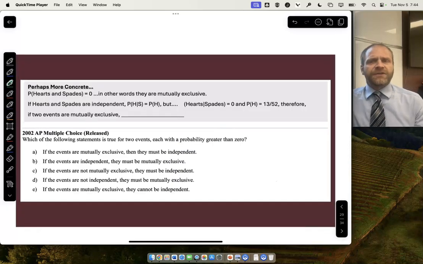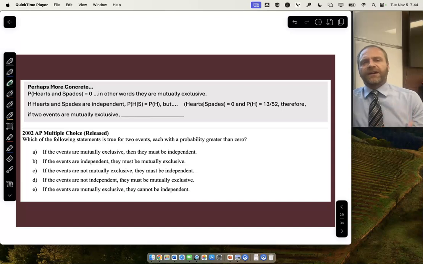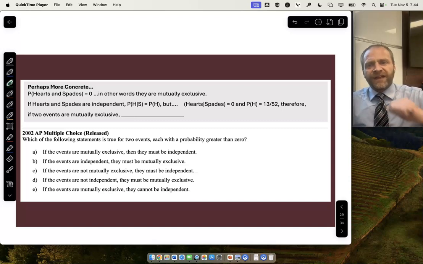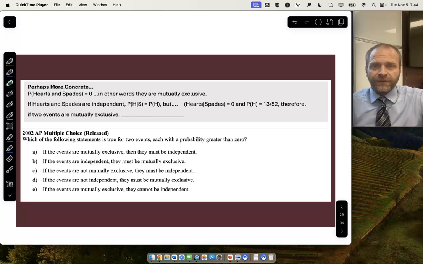And we could look at that perhaps with cards. The probability, from a deck of cards, of drawing a heart and a spade is 0. In other words, they're mutually exclusive. If I have a deck of cards and I randomly select one, the probability of that card being both a heart and a spade is impossible. Now, if hearts and spades were independent, the probability of drawing a heart, given that I already drew a spade, should be equal to the probability of drawing a heart. But I know the probability of drawing a heart, given that I drew a spade, has to be 0. But the probability of drawing a heart is 13 out of 52. So if two events are mutually exclusive, they cannot be independent.